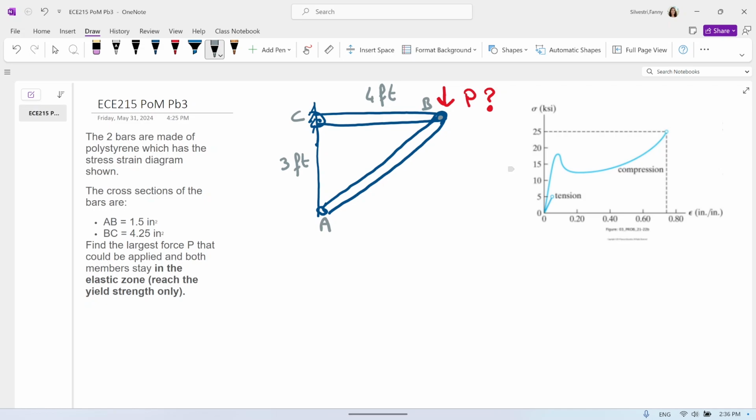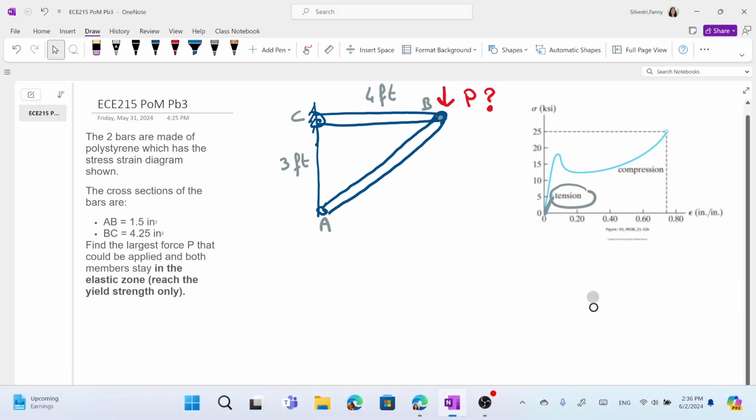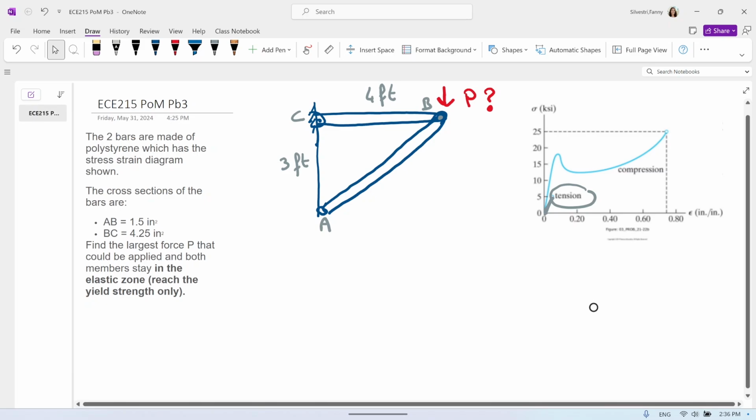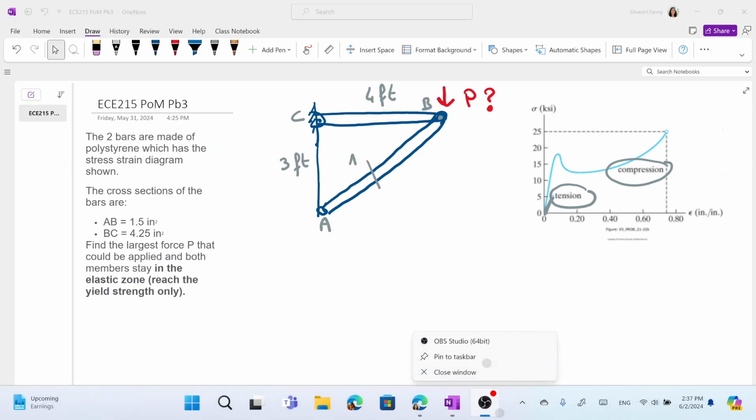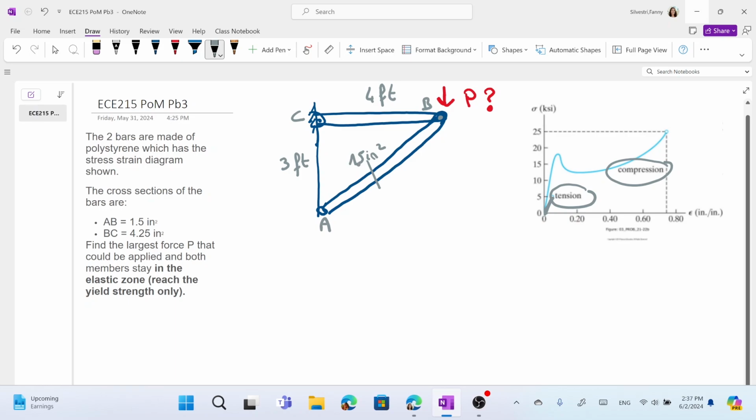We know the graph. In tension, that will be the curve of our stress-strain curve, and in compression, that will be this one. So you see very different behavior in tension and compression. That's why you have the two different pieces of information. And we also know the cross section. AB has a cross section of 1.5 inches square, and BC has a cross section of 1.25 inches square.